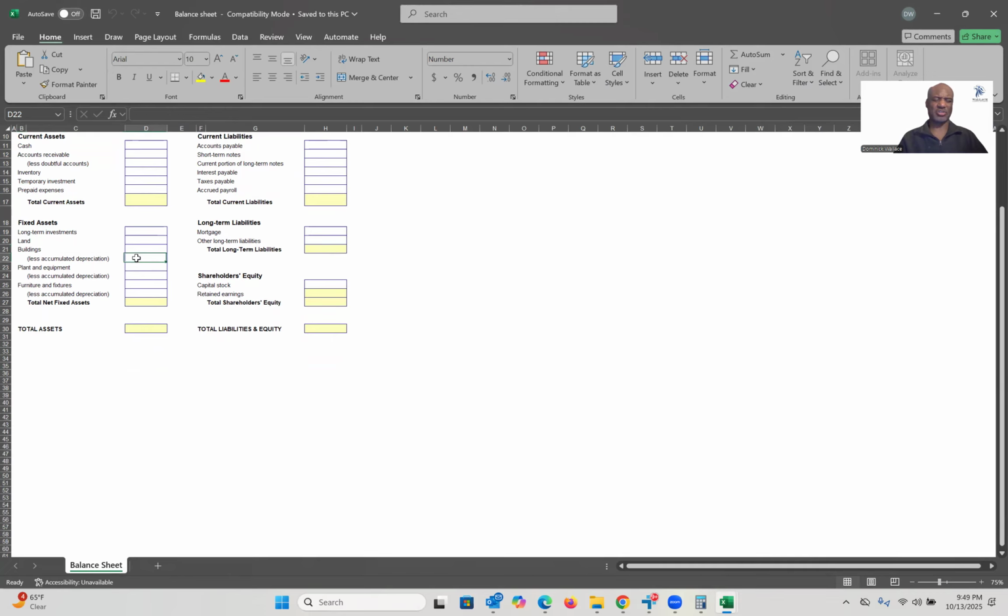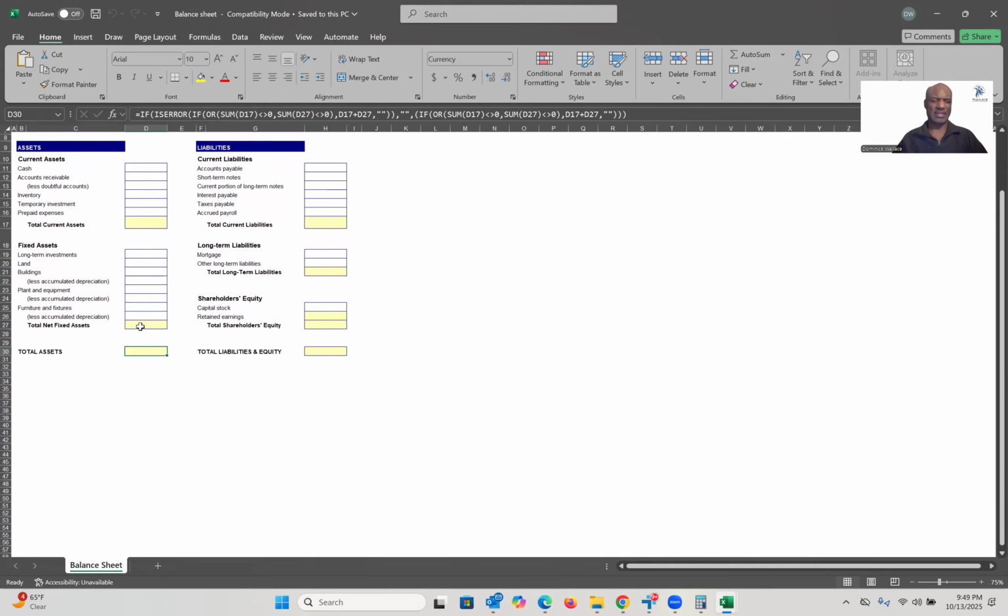less accumulated depreciation. And depreciation, if you don't know what that is, let's just say you buy a car for 25 grand. As soon as you drive it off the lot, if you had to sell it to someone, how much is that $25,000 car worth? It probably lost, I don't know, $2,000 right off the bat. Well, that would be the depreciation cost. Plant and equipment, less depreciation. We talked about depreciation, furniture and fixtures. Anything that the company owns falls under the assets, and then you add that all up. If you put it in this spreadsheet, it'll add it up for you.